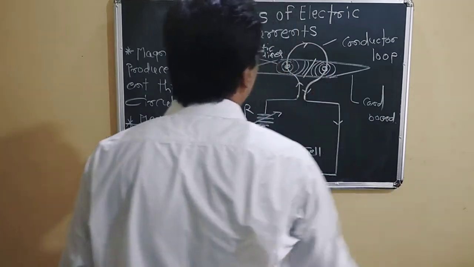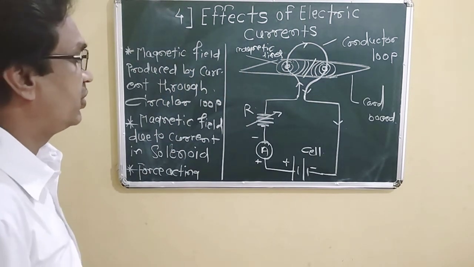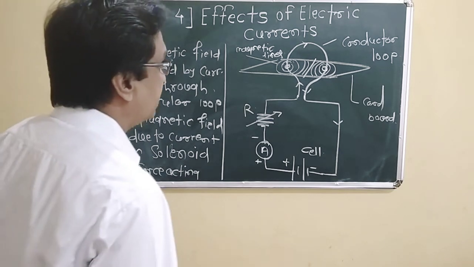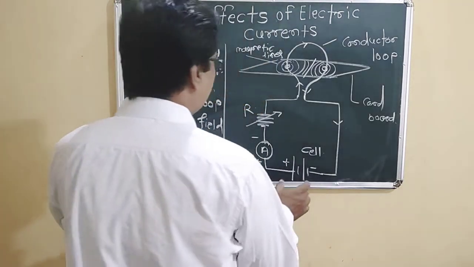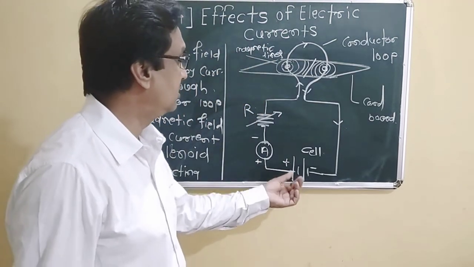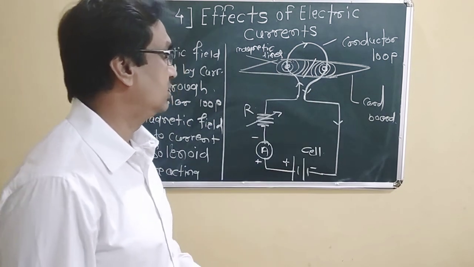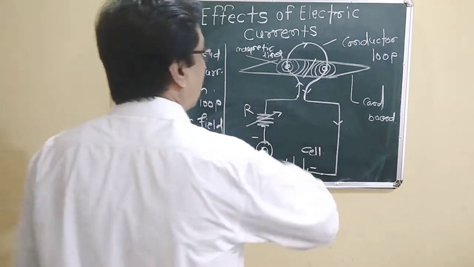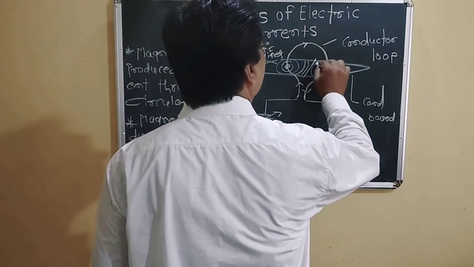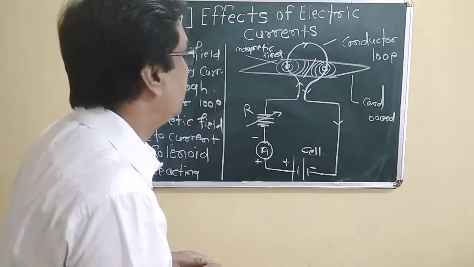Here is a loop. First we have to see which are the components in our electric circuit. The main component here is the cell, and a current is passing through this electrical circuit. After that, here is a circular conductor loop.